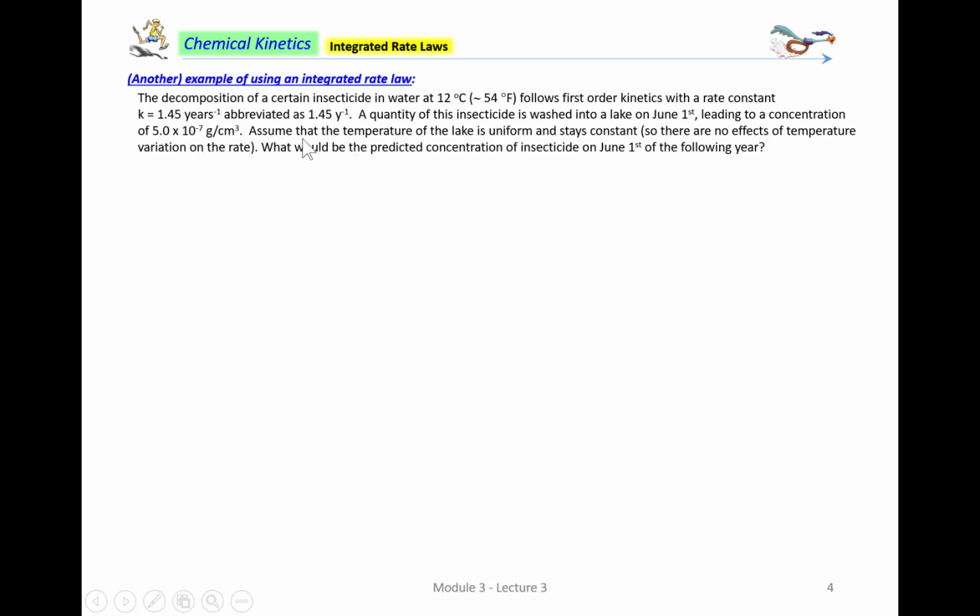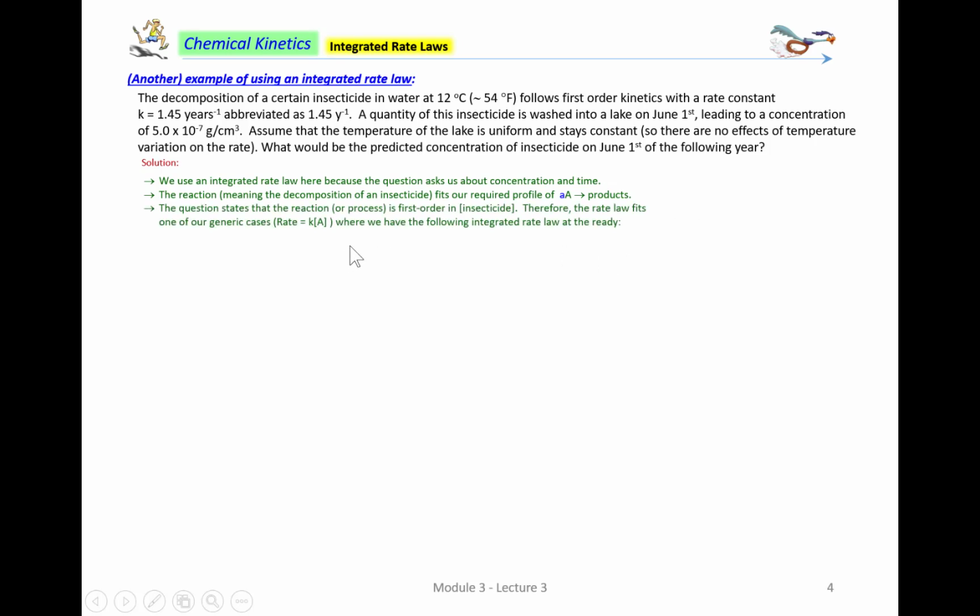Now assume that the temperature of the lake is uniform and stays constant, so there are no effects of temperature variation on the rate. What would be the predicted concentration of insecticide on June 1st of the following year? Well, we can use an integrated rate law here because the question asks us about concentration and time. The reaction, meaning the decomposition of the insecticide, fits our required profile: some insecticide going to products. We don't know what those products are, doesn't matter.